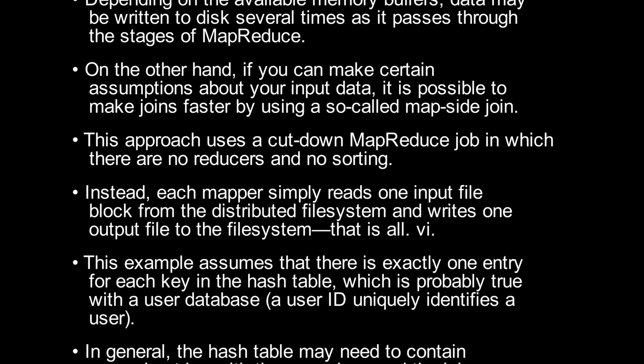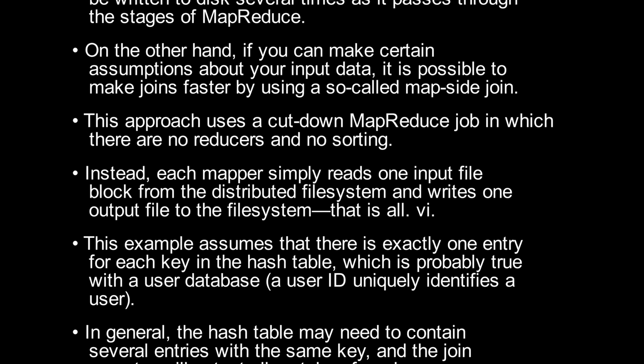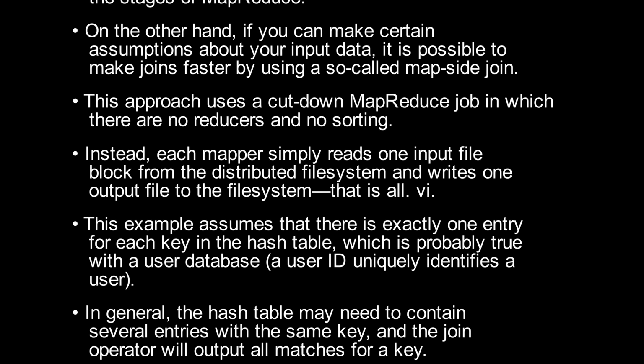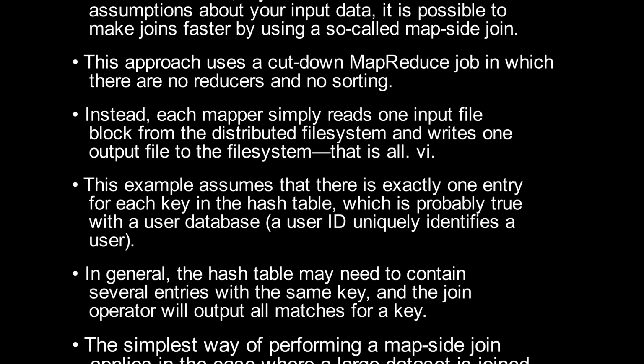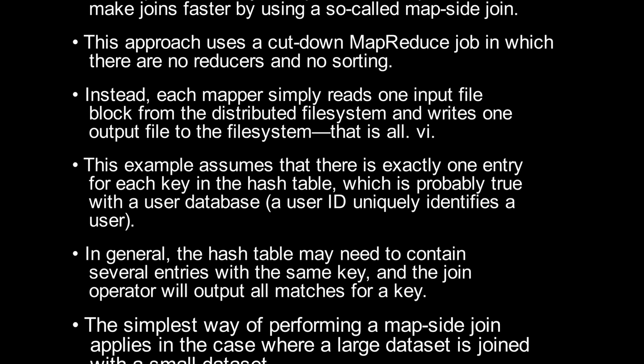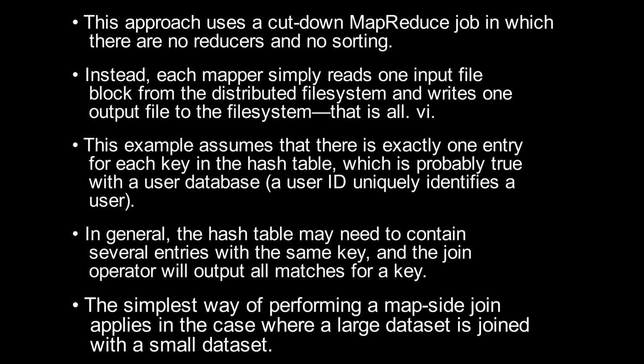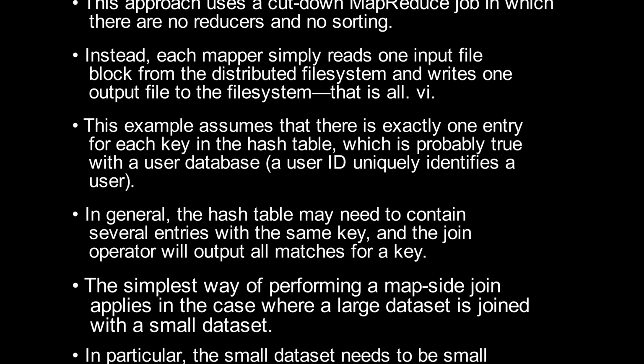This example assumes that there is exactly one entry for each key in the hash table, which is probably true with a user database. A user ID uniquely identifies a user. In general, the hash table may need to contain several entries with the same key, and the join operator will output all matches for a key.